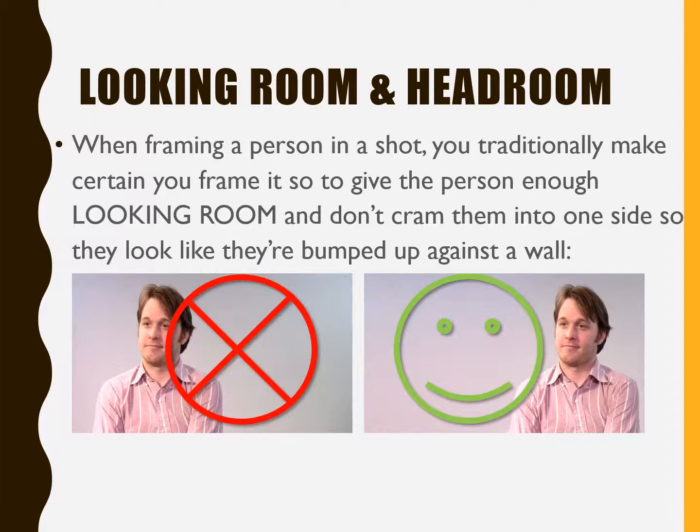So when you're framing a person in a shot, you traditionally make sure you frame it so as to give the person enough of what they call looking room, and don't cram them into one side so they look like they're bumped up against a wall. In these examples here you can see, right? Putting the subject on the far right gives them somewhere to look. Putting them on the left is uncomfortable and typically not the effect you're looking for, right?